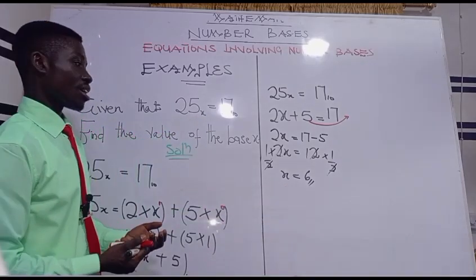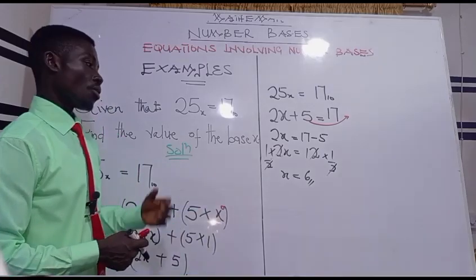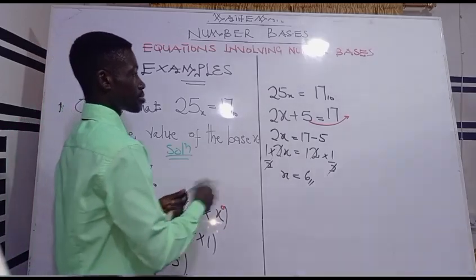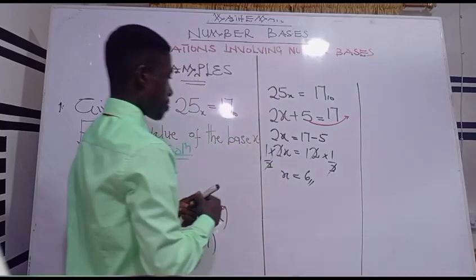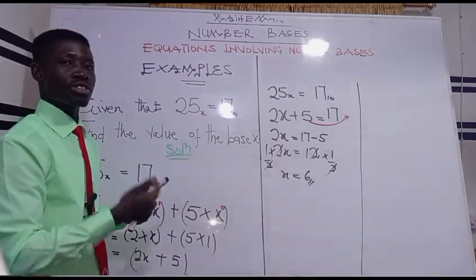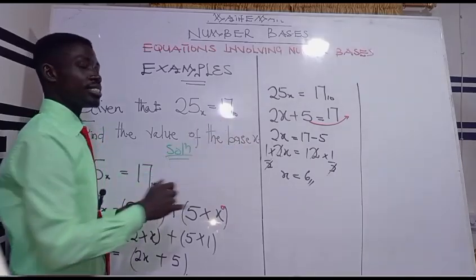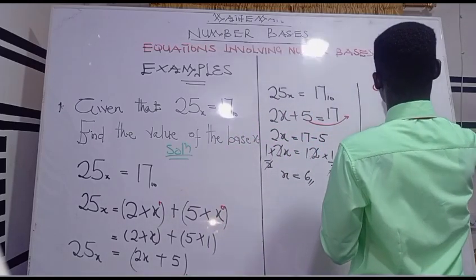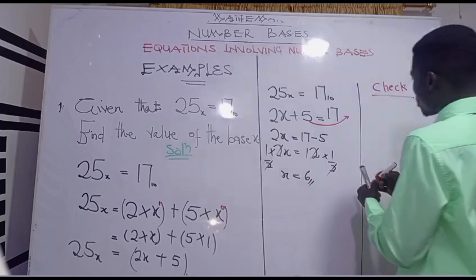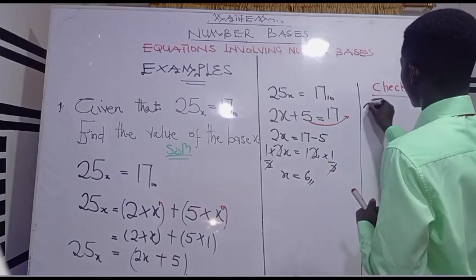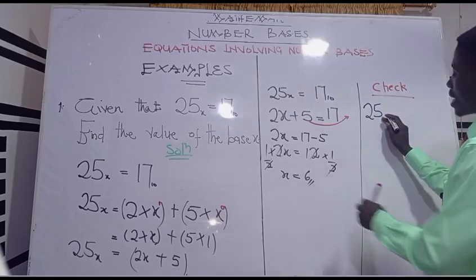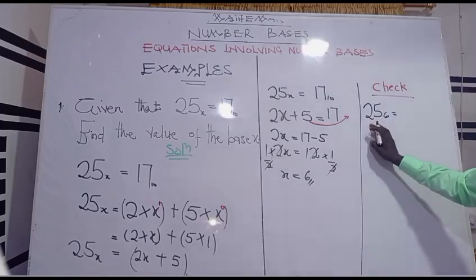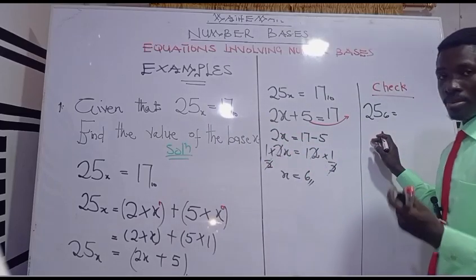6. Now always after finding the value of the base x, or the value of the base number, you can cross check it. You can cross check it by converting this number to a base 10 number to see if you are actually going to get 17 base 10. So let's try that one. Let's cross check it. So we have check. 25 to the base of x. X is what? 6. So we are going to convert this to a base 10 number to see if we are going to get 17 base 10.